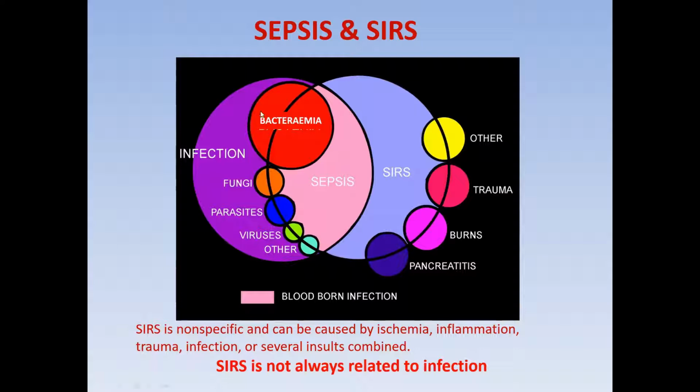Now, if this is accompanied by infections, whether bacterial, fungal, parasitic, viral, or other types of infections, then it might lead to what's called sepsis. And sepsis can be graded, and the most severe form, of course, is septic shock.